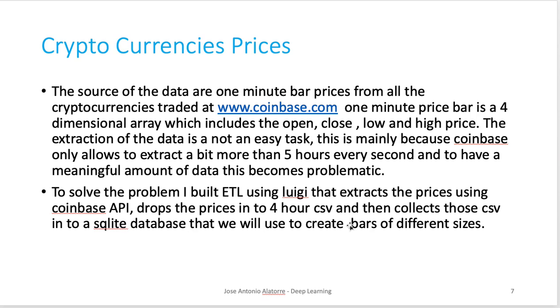What is a bar? Well, a bar is a tensor. Now we are in deep learning. It's a tensor that has 4 dimensions: open, close, low, and high. I'm gonna use all these dimensions to see if a model can recognize patterns in cryptocurrencies and see if we can find a trading strategy.